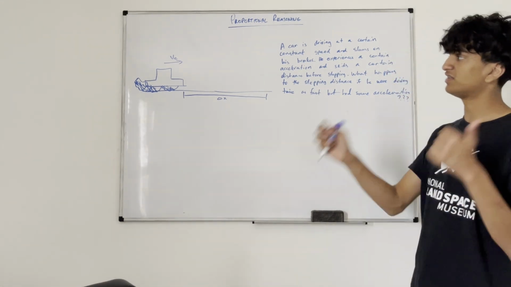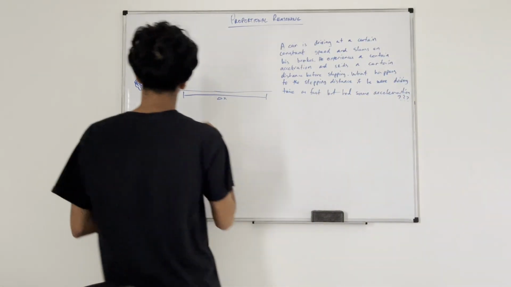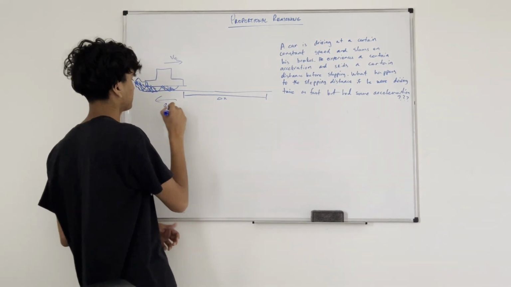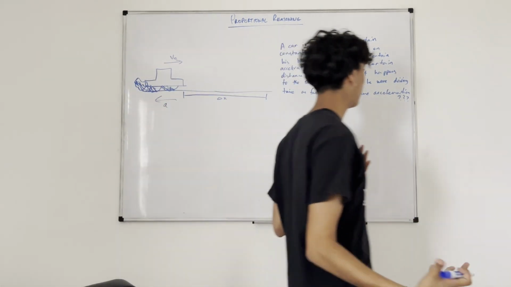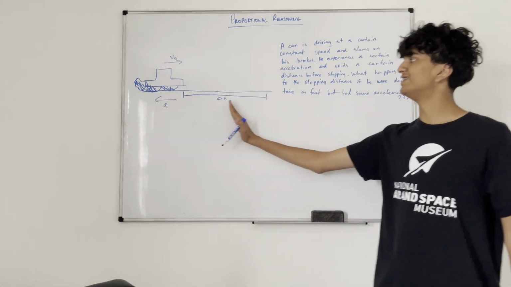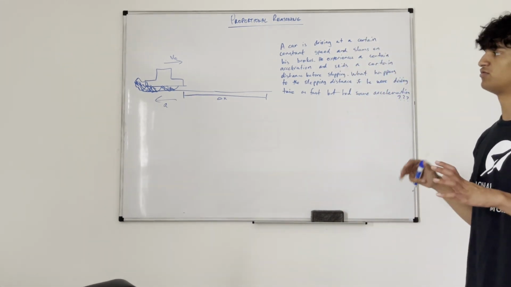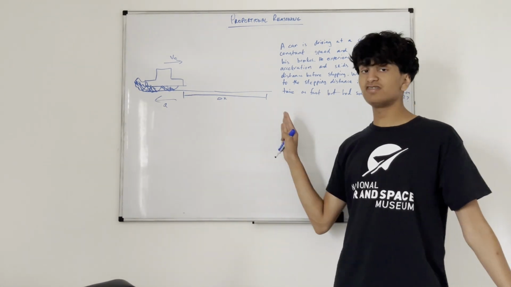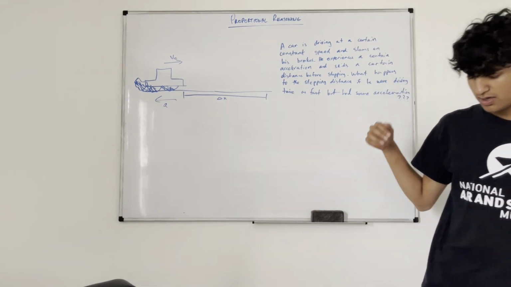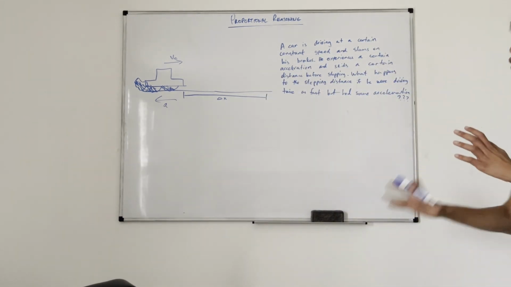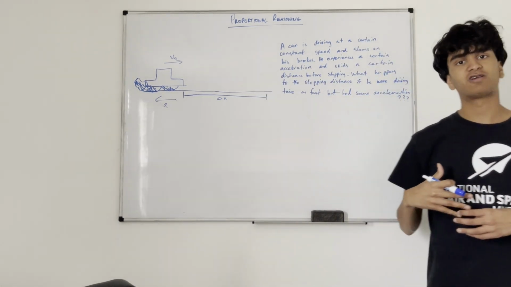He's slamming on his brakes and he's going to feel an acceleration. He's going to decelerate, right? He's going to experience this acceleration in the other direction. That's going to slow him down, and he's going to skid a certain distance before stopping. So the question asks, what happens to this stopping distance if you were driving twice as fast, but had that same acceleration?